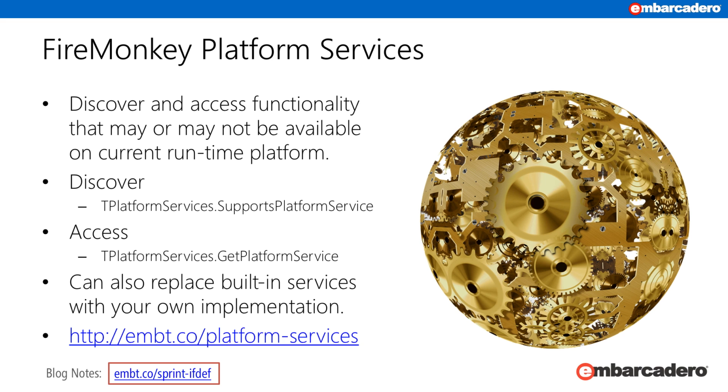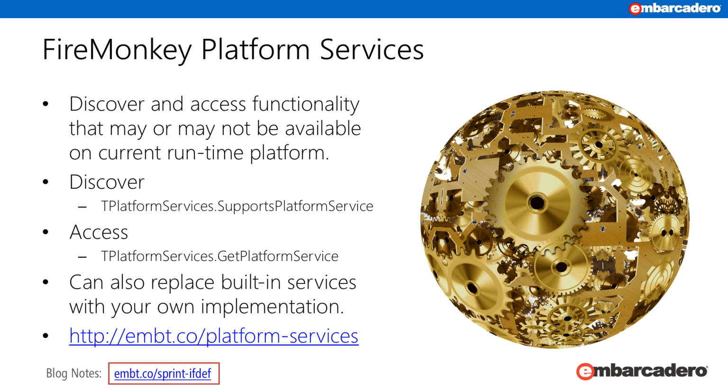TPlatformServices.GetPlatformService. Now, two things. First of all, this is what's used a lot of places behind the scenes in the FireMonkey framework for it to work across all the platforms. But also, let's say you have some code that compiles across all platforms, but you don't know if certain functionality exists on certain platforms. That's when you can use platform services. So you can get a list of all the platform services at that short link you see, embt.co/platform-services, and see what the platform services are. And then you can check to see if those services are available on the platform you're running on, and then use that to determine if you should execute certain code.